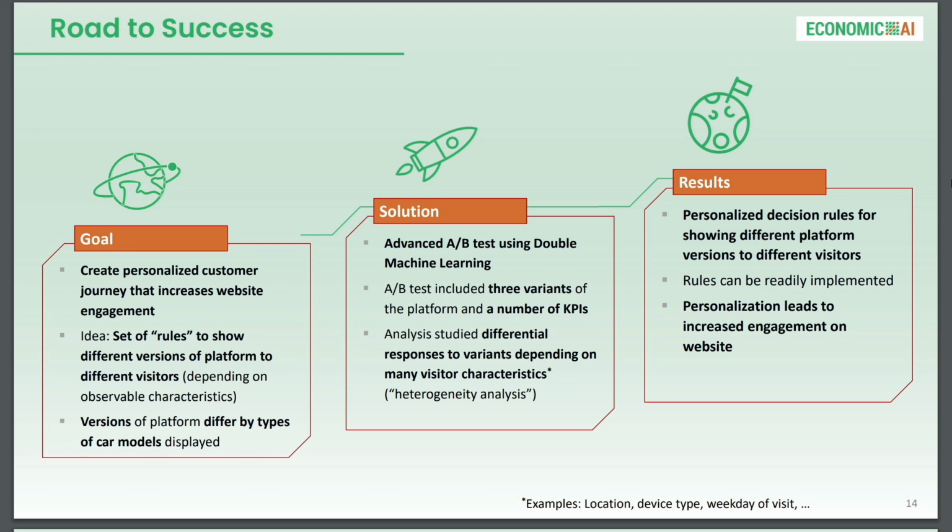So, for example, we knew if a person used a mobile device, a desktop computer, or a tablet to enter the platform. And in addition to this, we also had some basic geographic information available and information about the time when a person accessed the platform. So, for example, the time of the day or the day of the week.